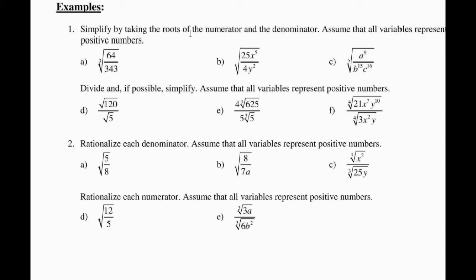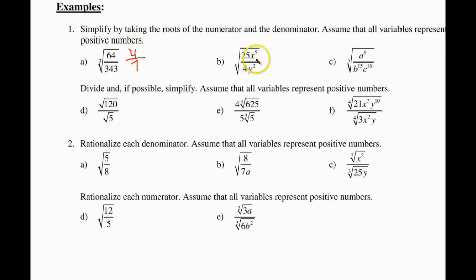Now, when you see a fraction like this under a radical sign, what it refers to is taking the cube root of 64, which in this case is 4, and the cube root of 343, and that's one I happen to know, and that's 7. So that was pretty straightforward. Take the cube root of the numerator, the cube root of the denominator.